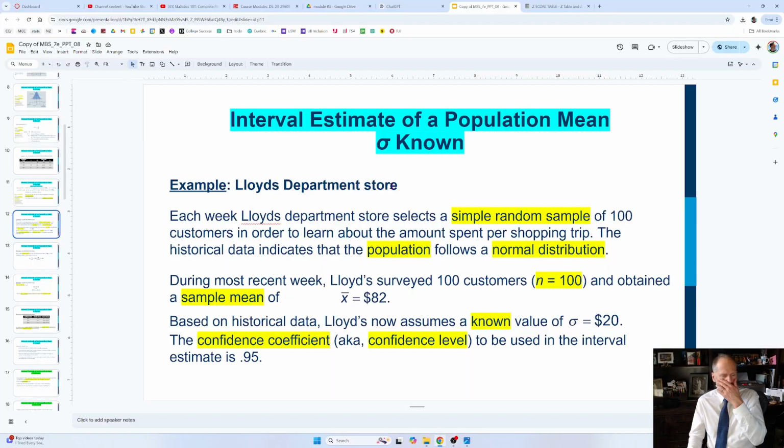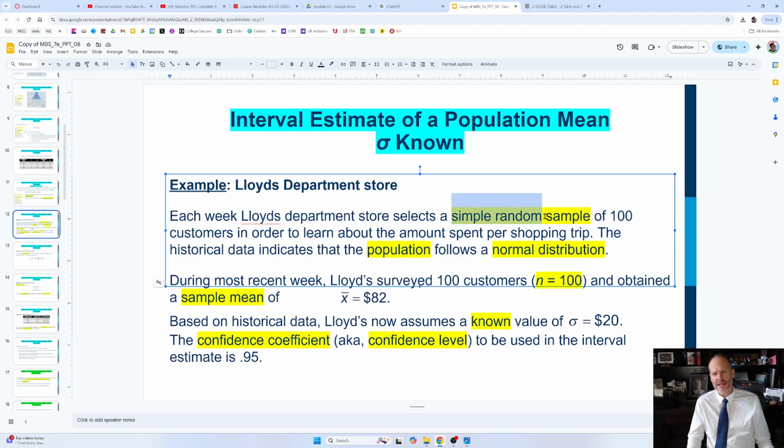All right, so now let's see an example of how to do this. And so here's the example. Each week, Lloyd's department store selects a simple random sample. I'm just highlighting some terminology here. And we learned about simple random samples. So if we wanted to randomly select customers, how would we do that? How do we randomly do that?